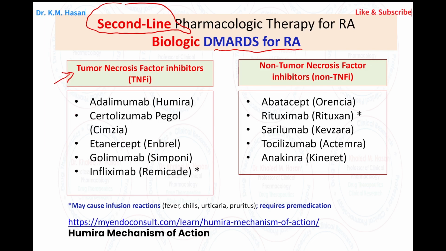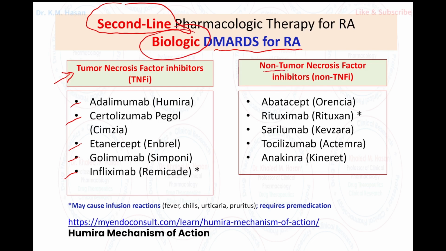The first ones we have are Humira, adalimumab, Cimzia, certolizumab, Enbrel, etanercept. Then we have Simponi, golimumab, and Remicade, infliximab. So we need to be familiar with these names: adalimumab, Cimzia, Enbrel, Simponi, Remicade. So these are tumor necrosis factor alpha inhibitors. We can also use biological factors not belonging to the tumor necrosis factor class.